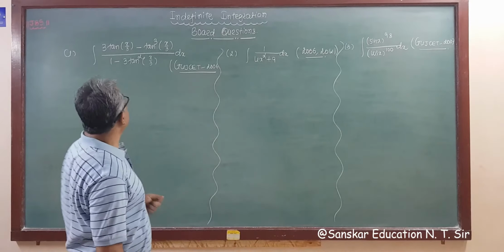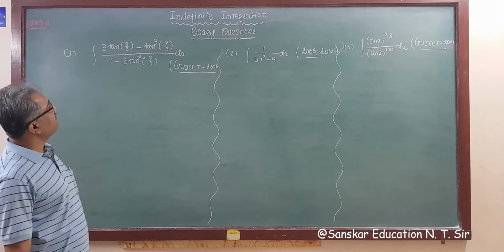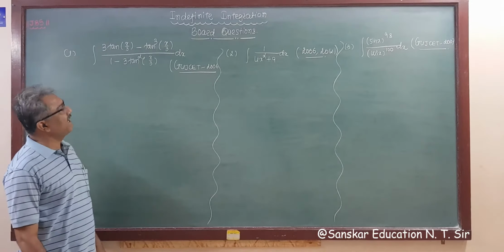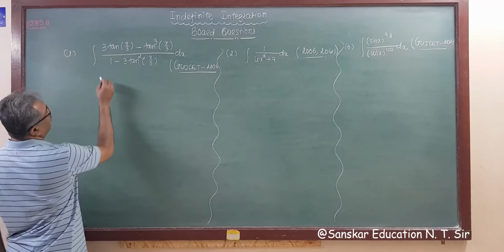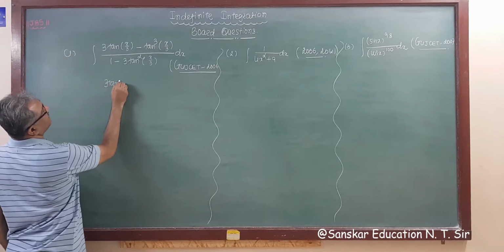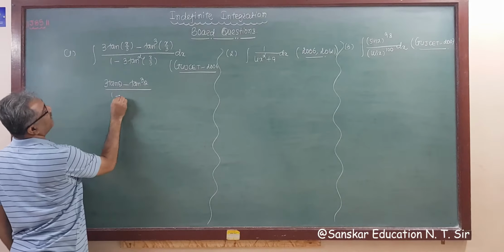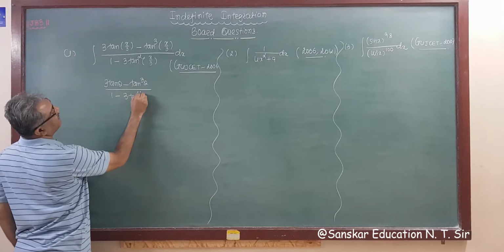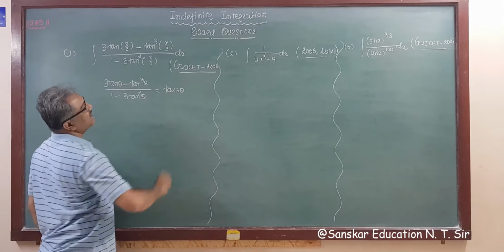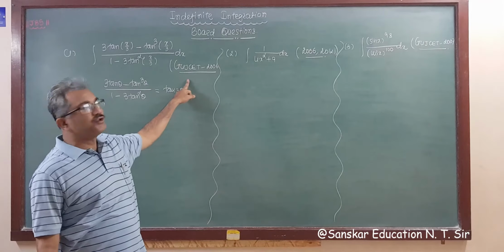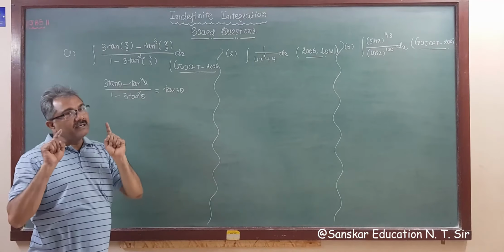So the first question is integration of (3 tan x/3 minus tan cube x/3) upon (1 minus 3 tan square x/3). Suppose this is theta, then the formula is (3 tan theta minus tan cube theta) upon (1 minus 3 tan square theta). So the answer of this is tan 3 theta, that you know. This is a question from the 2006 Gujarat exam, and we are solving an MCQ.